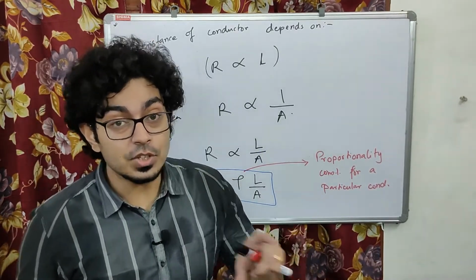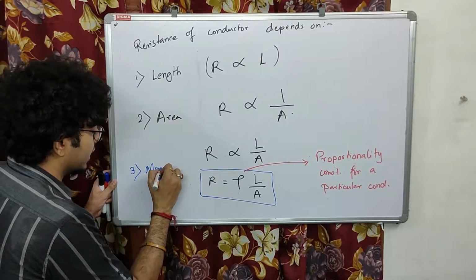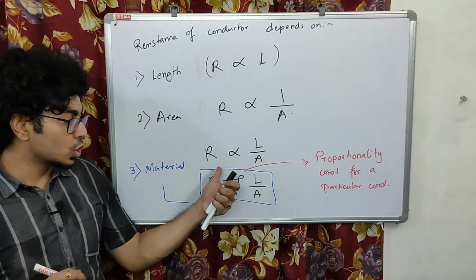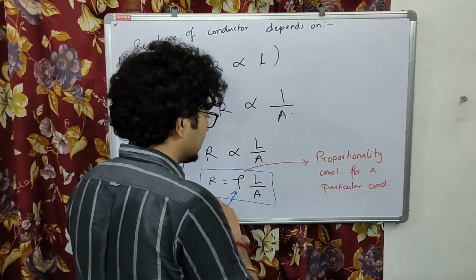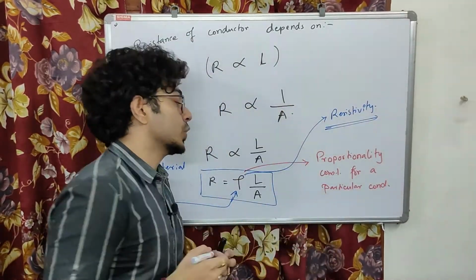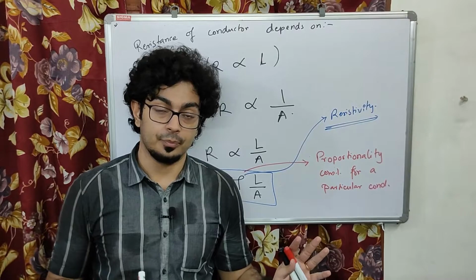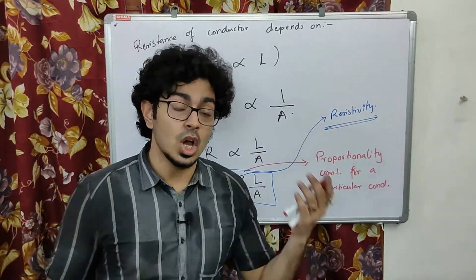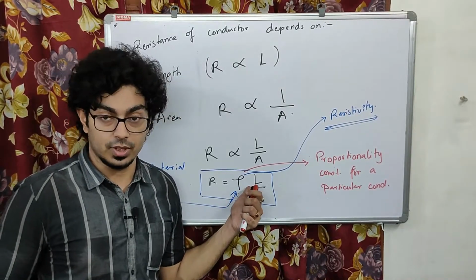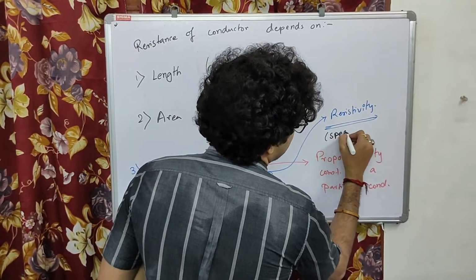So what I was just saying is that the resistance of a conductor also depends on the material, and it depends through rho. Different conductors have different resistivity. So this rho is a proportionality constant, and we are going to term it resistivity. So rho is resistivity. What is resistivity? Resistivity is the proportionality constant for a particular conductor. It defines which conductor will have more resistance or less resistance. It gives the knowledge of the material used for the conductor. It is also said to be specific resistance.